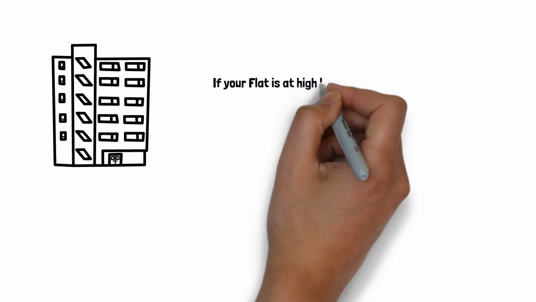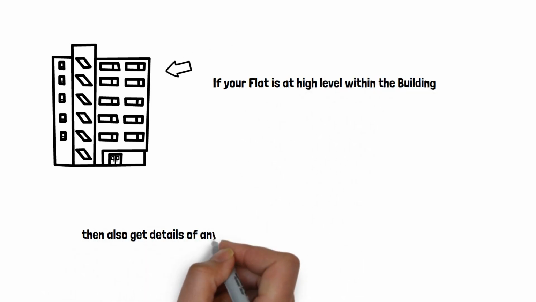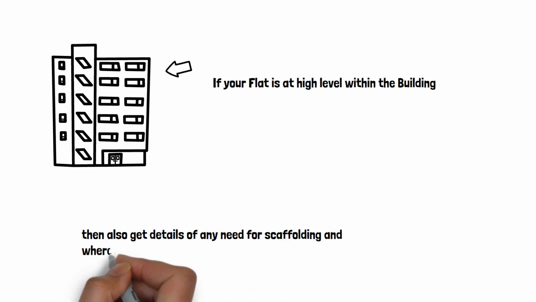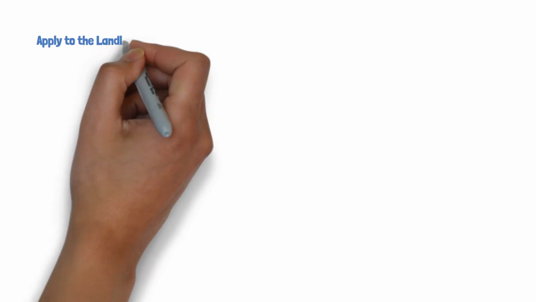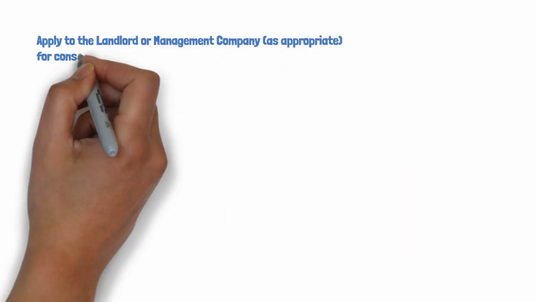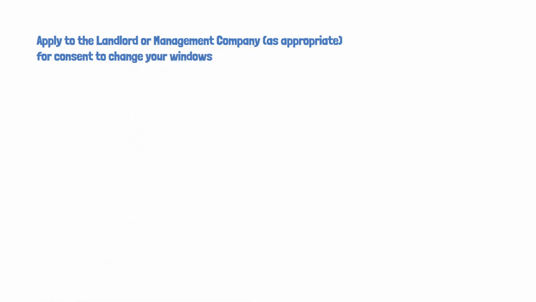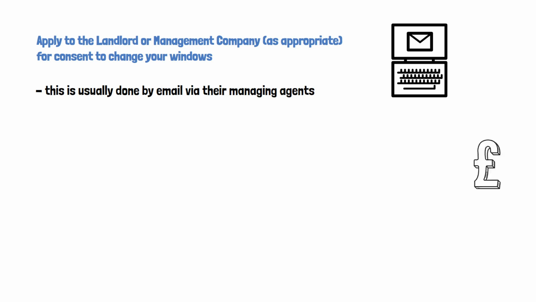If your flat is at high level within the building, then also get details of any need for scaffolding and where it will be erected and for how long. Apply to the landlord or management company, as appropriate, for consent to change your windows. This is usually done by email, via their managing agents.